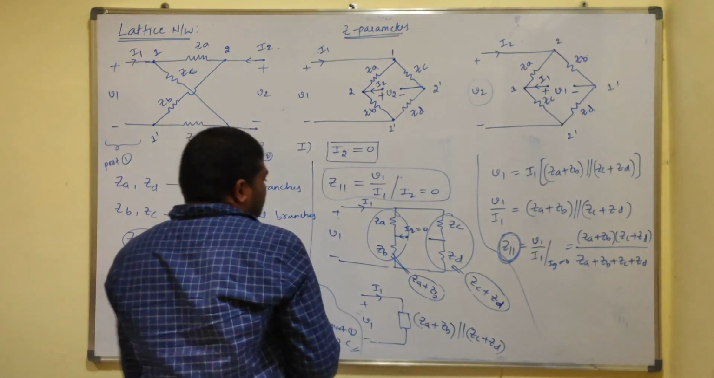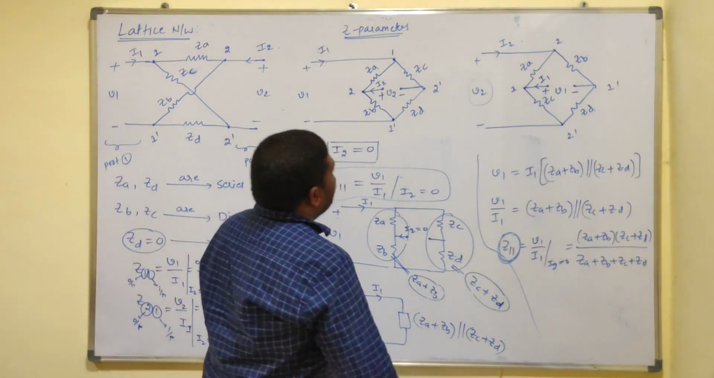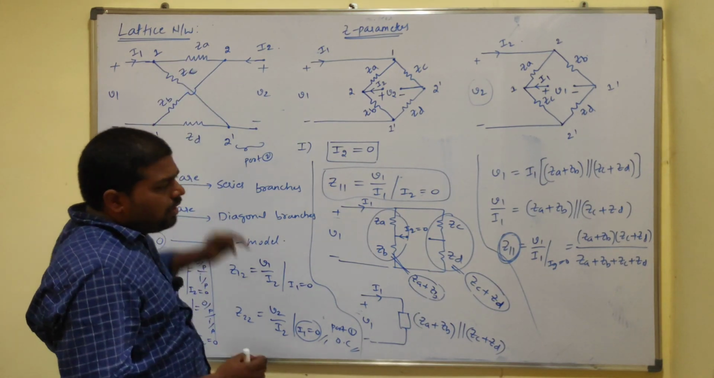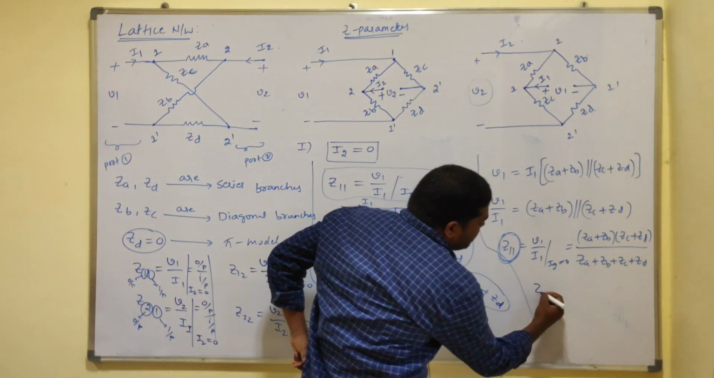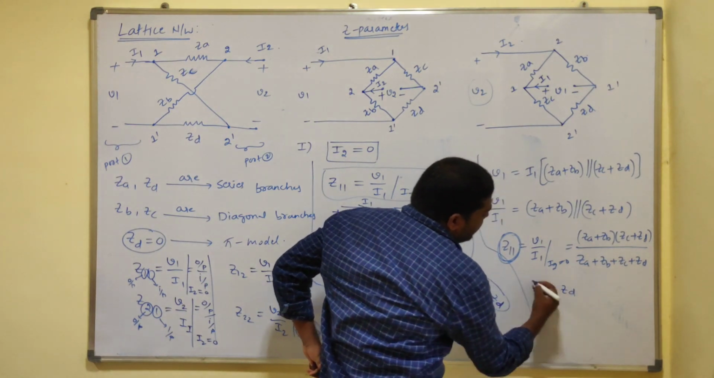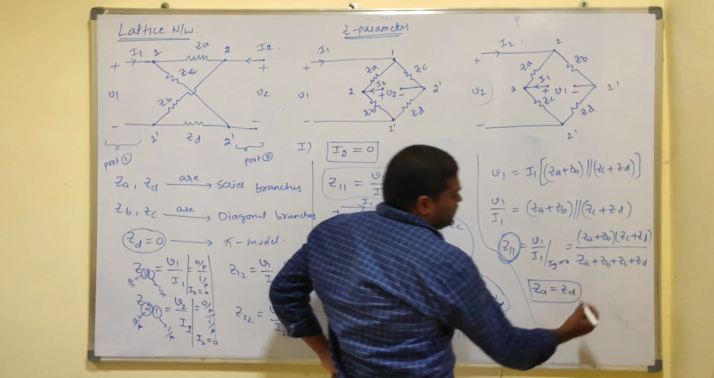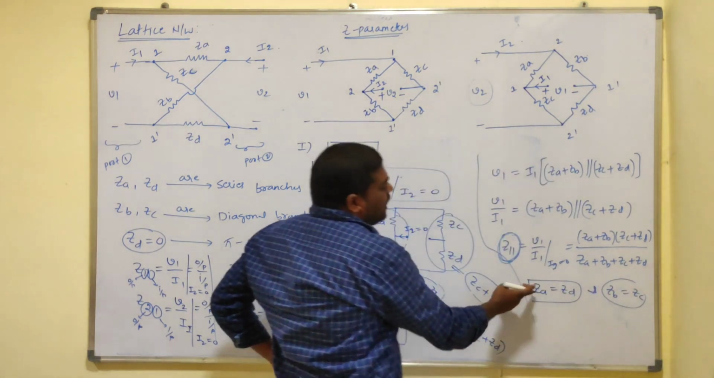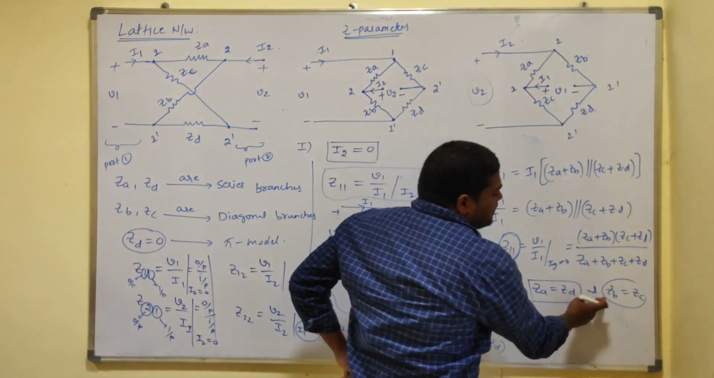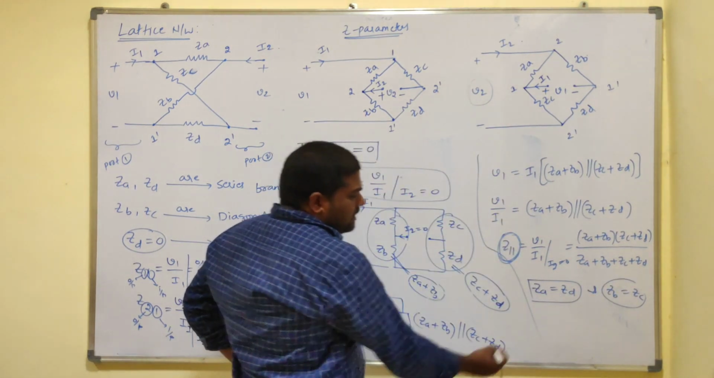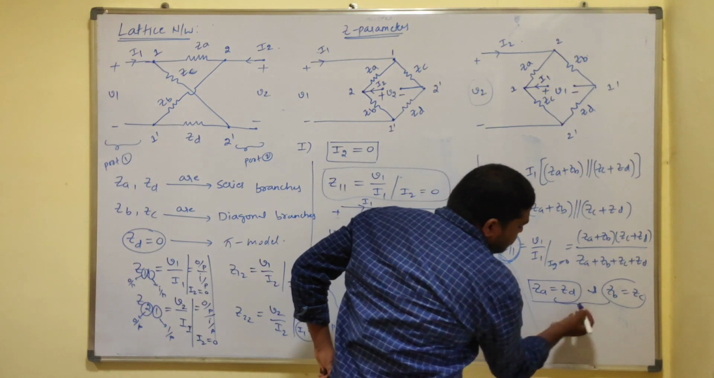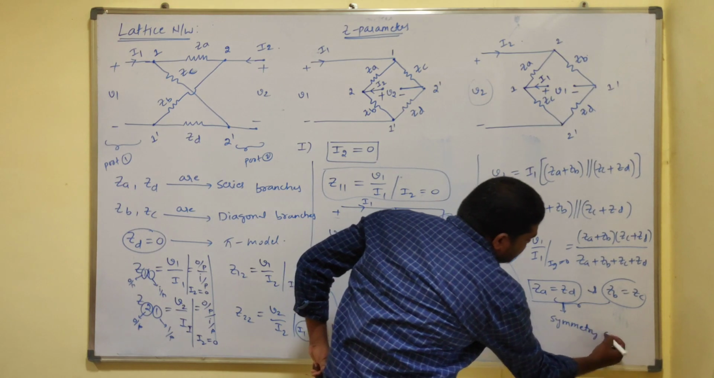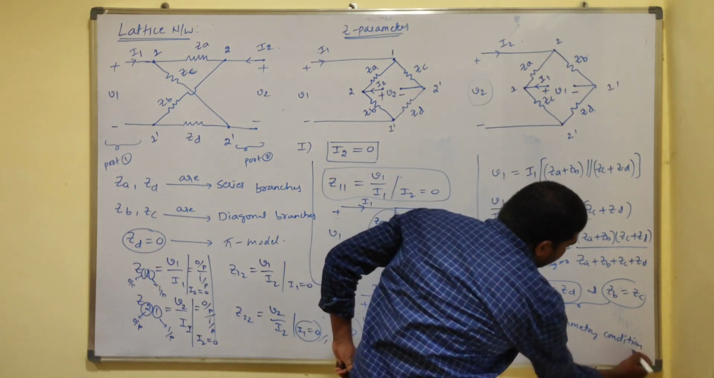Now you can observe here we have ZA, ZD, ZB and ZC elements. If I make ZA equal to ZD, and next ZB equal to ZC, that means ZA is equal to ZD value and ZB is equal to ZC value. These two equations are the symmetry condition for the lattice structure.